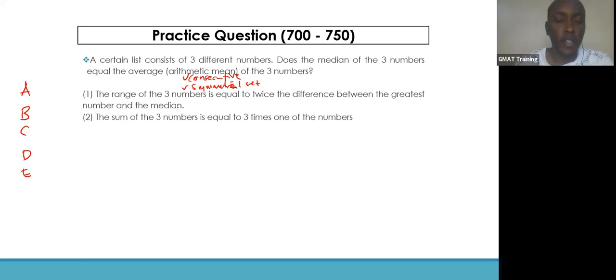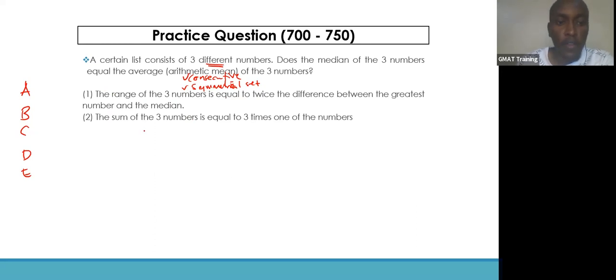These are 3 different numbers, so not that. And does the median of the 3 numbers equal the average of the 3 numbers? Is the set consecutive or is it symmetrical? Let's see. The range of the 3 numbers is equal to twice the difference between the greatest number and the median. So let's give the set values or letters.